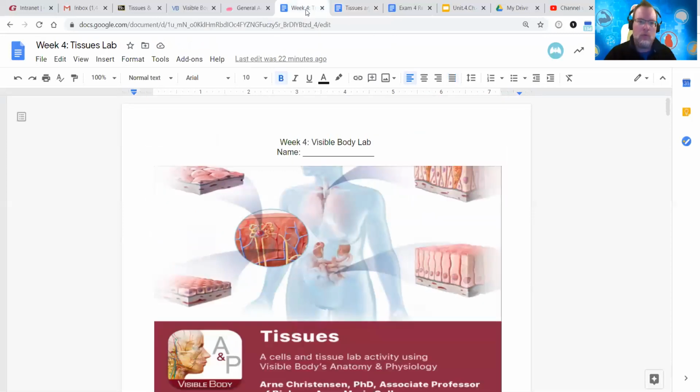So let's move into the visible body tissues lab. Again, I'm not going to spend a heck of a lot of time doing the lab with you. I'm going to introduce you to what you're going to need to do to be able to answer these questions and to understand a little bit better what you're seeing when we look at tissues. Because every time we get to a new organ system, we did it with skin, right?